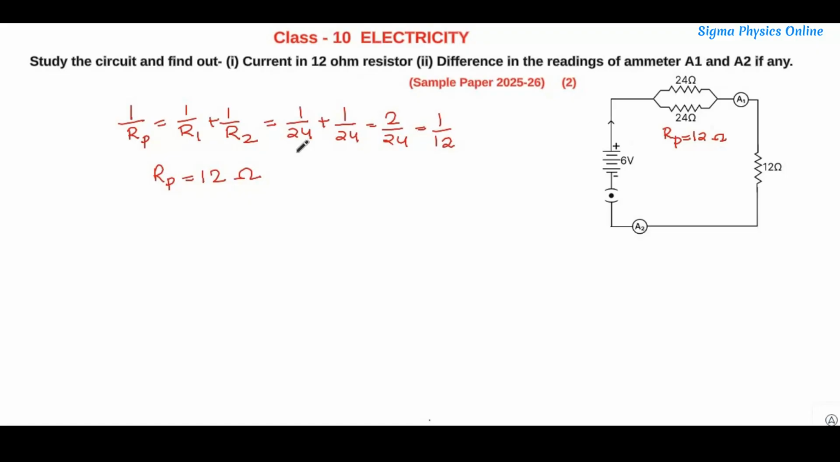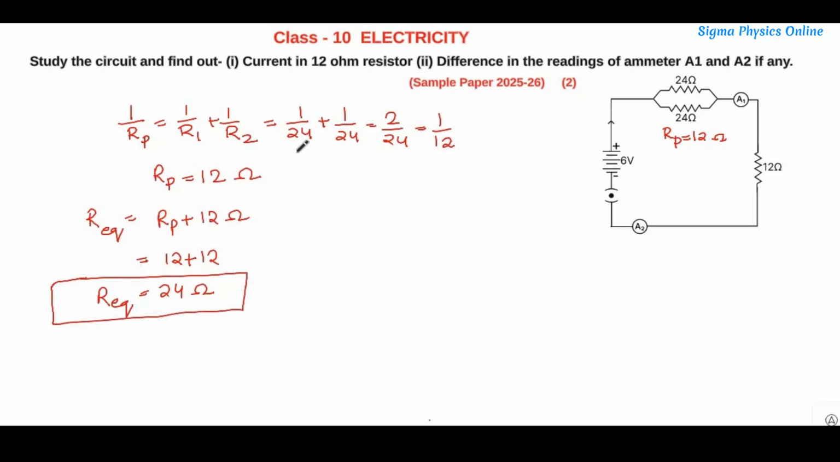Now this equivalent resistance of 12 ohm is connected in series with this 12 ohm resistor. So the total resistance in the circuit, that is R equivalent, will be Rp plus the 12 ohm resistor. So the value of Rp we got here is 12 ohm. So it is 12 plus 12, that is 24 ohm. Hence the equivalent resistance in this circuit is 24 ohm.